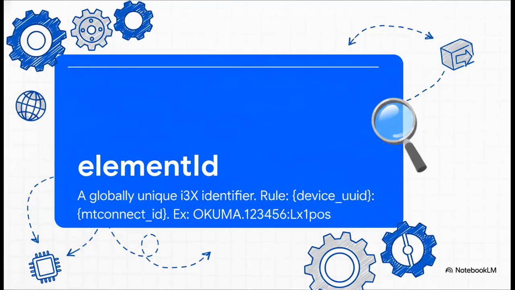So how do we make sure every one of those new objects can be found? The element ID is the secret sauce, and the rule for creating it is both simple and really powerful. You just take the device's UUID, add a colon, and then stick the MTConnect element's ID on the end. Bam! That guarantees a globally unique identifier for every single thing.